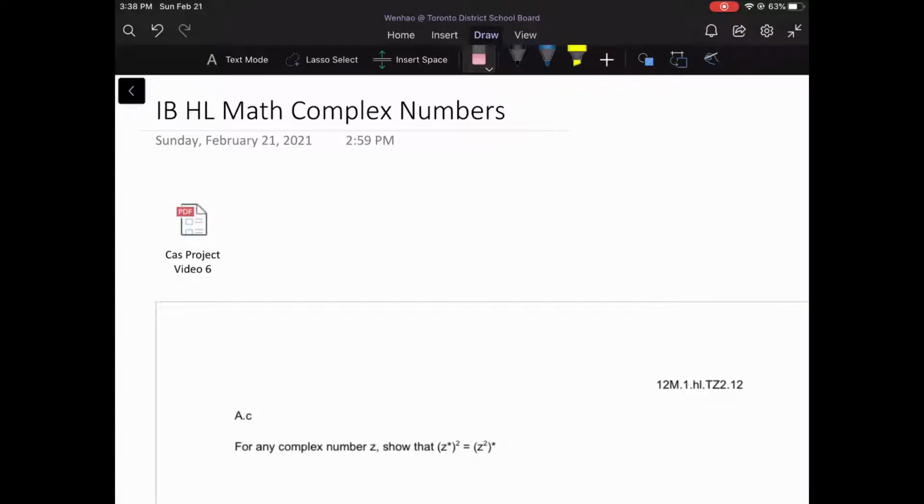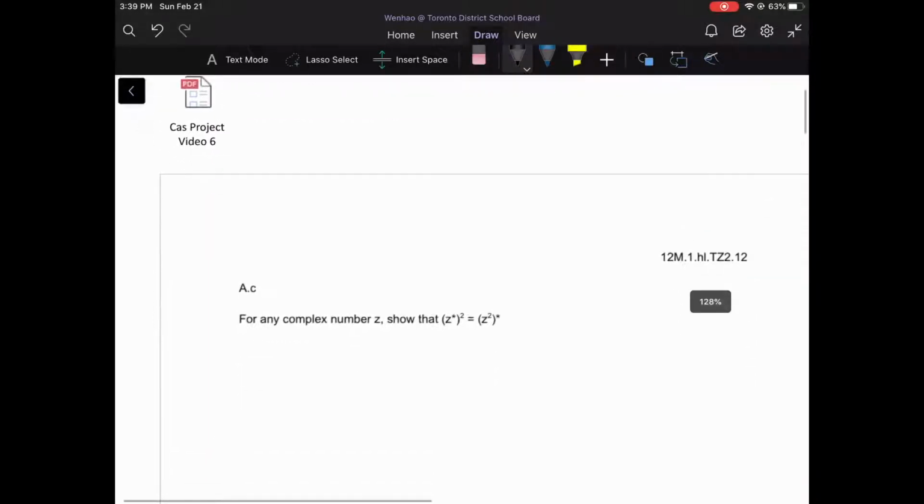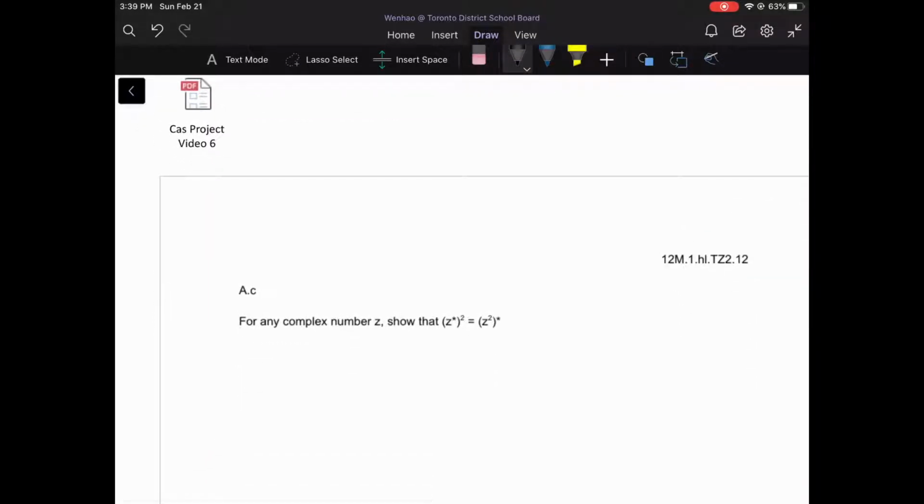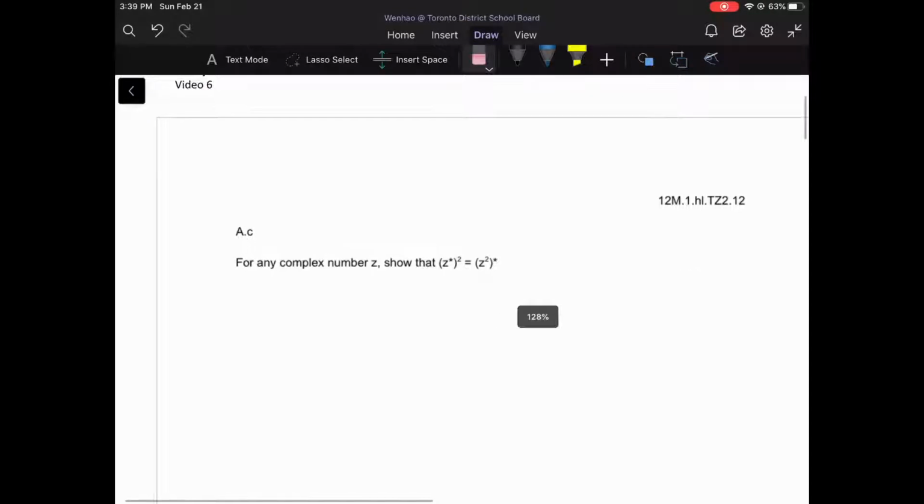Alright, and we're going to be doing 2 questions, one easy one and one harder one. And this is the question code if you want to find it online. This question is actually part of a long question. I just took this part because I thought it was important. Alright, so for any complex number z, show that z star squared is equal to z squared star.